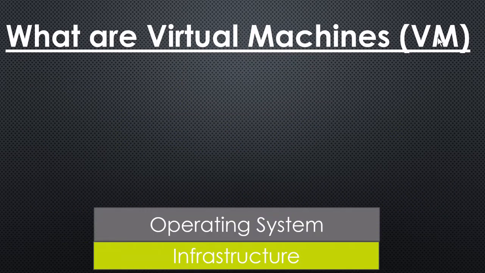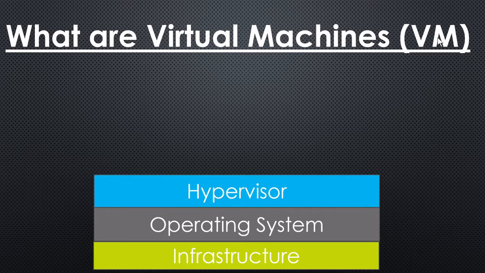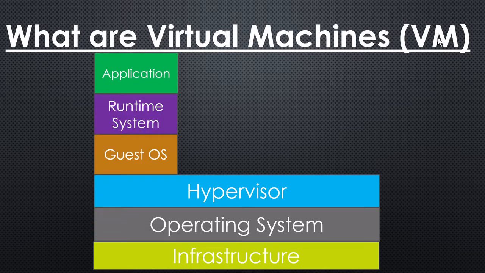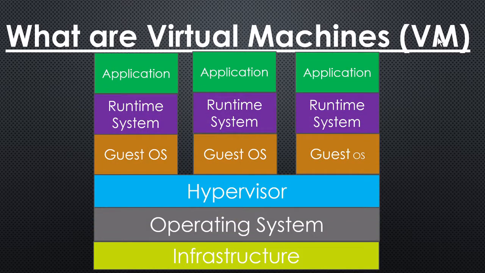Now, this is the architecture of virtual machines. At the bottom, you can see the infrastructure, which is the physical hardware or the bare metal. On top of that is the operating system, and the hypervisor is running on top of that. Now the guest OS, runtime, and the applications are running on top of the hypervisor.